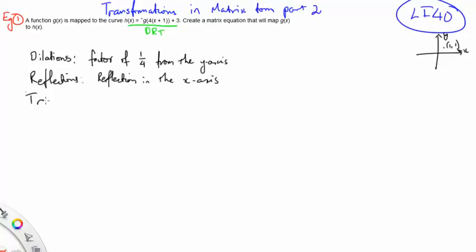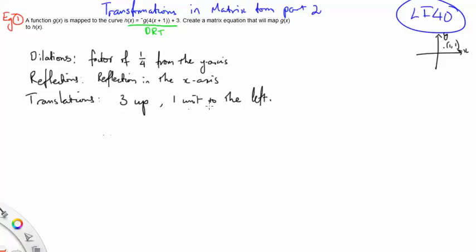Alright, let's look at our translations. We do have translations. I can see 3 units up and 1 unit to the left. 3 units up, 1 unit to the left. Now we need to take this information and create a matrix equation that will do this.